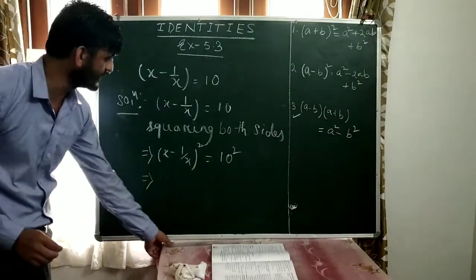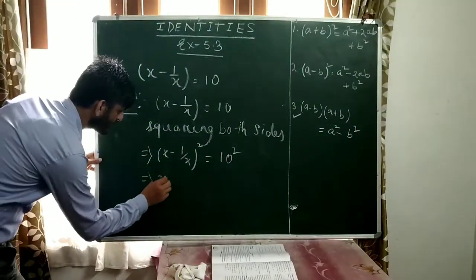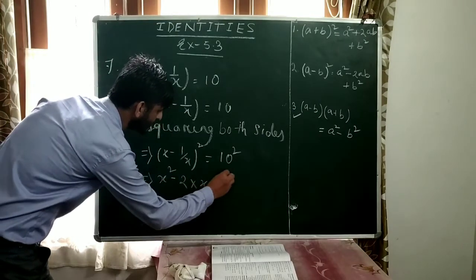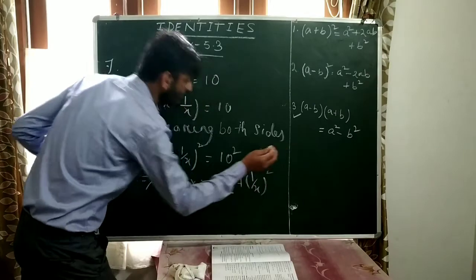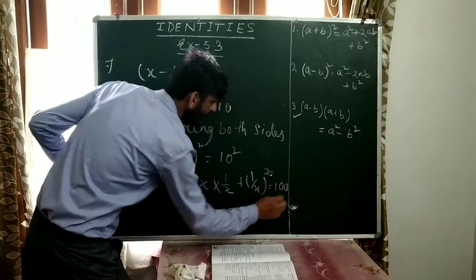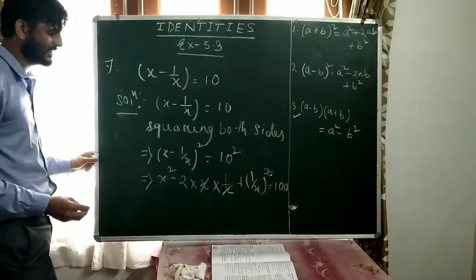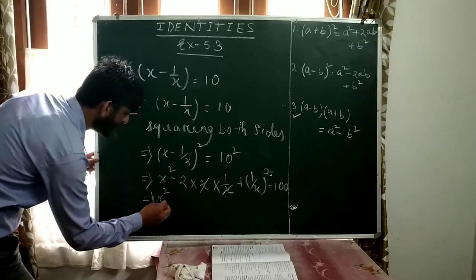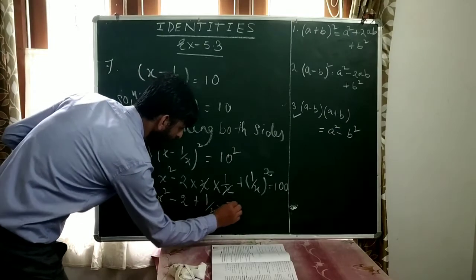So in this, what can we get? This is in the form of a minus b whole square. So now let's see. It is x square minus 2 multiplied by a, that is x, multiplied by b, that is 1 by x, and then 1 by x whole square, b square, and the result is equal to 100. Now let's see what will happen. This x and x will cancel. So the result of this will be x square minus 2 plus 1 by x square is equal to 100.